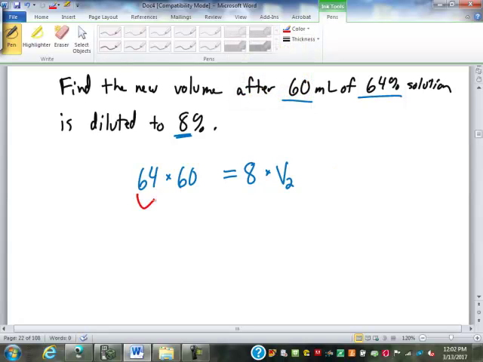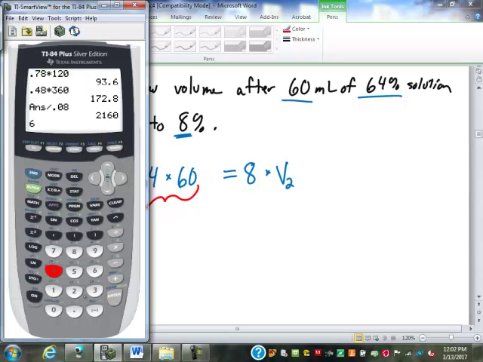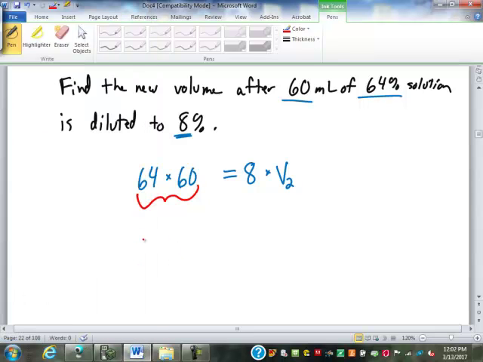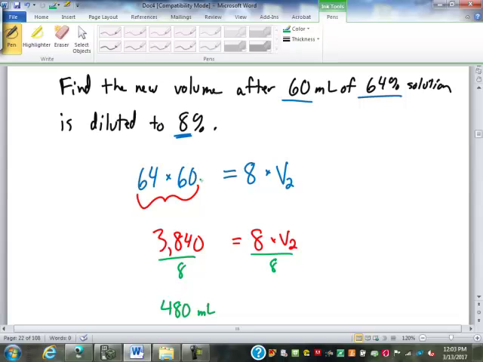So now we're going to multiply. 64 times 60 should be 3,840, I believe, but we're going to double check here. And it is 3,840 equals 8 times V2. And we solve by dividing by 8. So that's 480. The units here on the 60 were milliliters, so the 480 is in milliliters. So the volume after we dilute it is 480 milliliters.